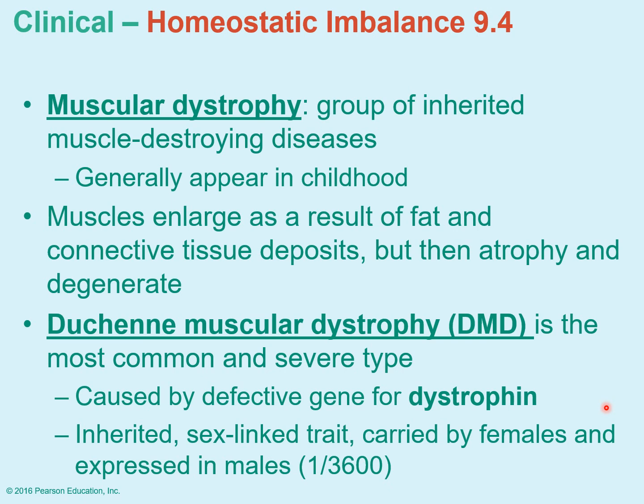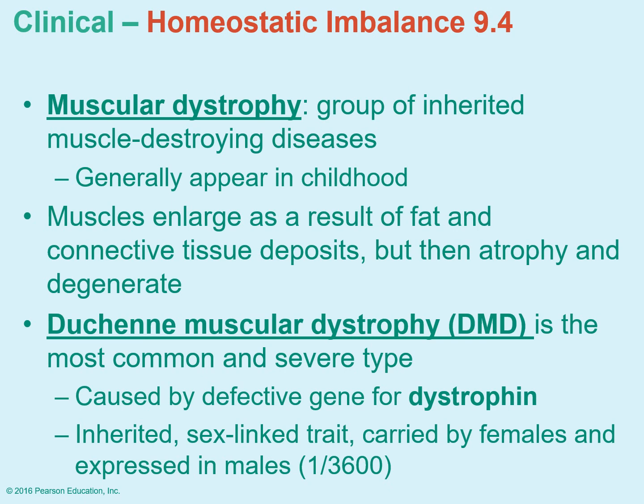Muscular dystrophy. There are different types of muscular dystrophy. It is an inherited disease. Usually it's seen in childhood. The muscles tend to enlarge because you have fat deposits and connective tissue deposits, but then the muscles start to atrophy and then degenerate. Duchenne's muscular dystrophy is the most common type, and it is the most severe type.